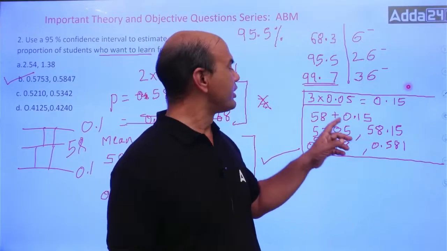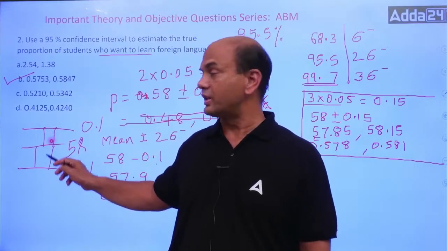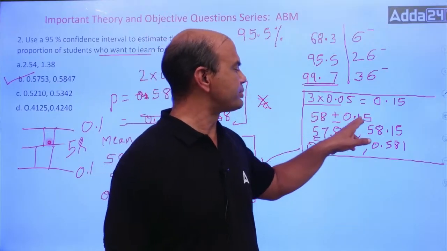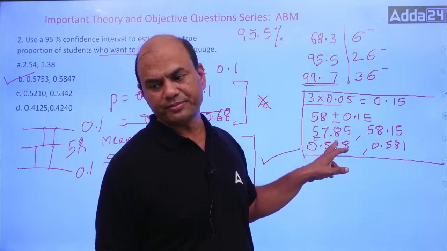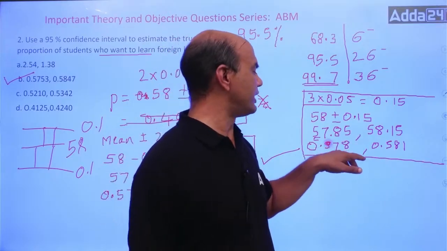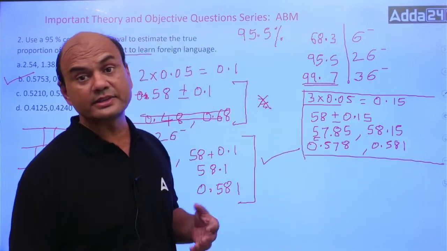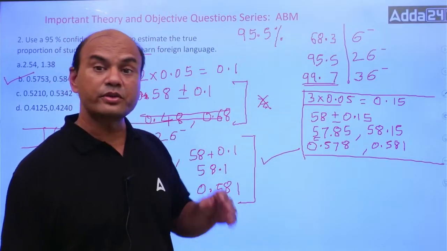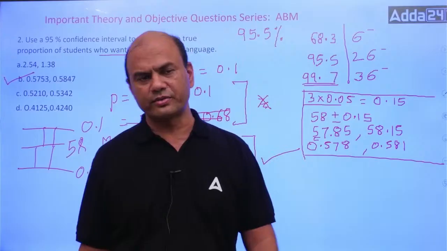Again, what will you be doing then? 58 is the mean. You will add 0.15 over here, subtract 0.15 over here. So 58 plus 0.15 is the maxima, 58 minus 0.15 is the minima: 58.15 and 57.85. If you divide by 100, you'll get 0.581 and 0.578. 3 standard errors means 99.7% confidence. If they ask you for 68%, this one 68.3, then only a single 0.05.